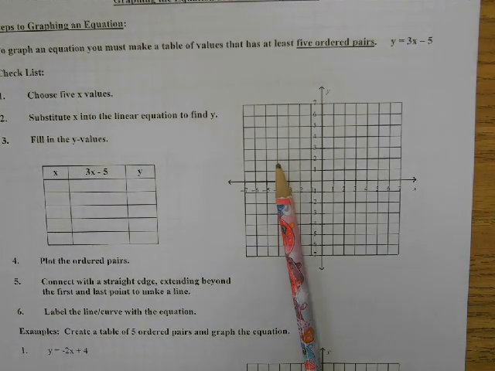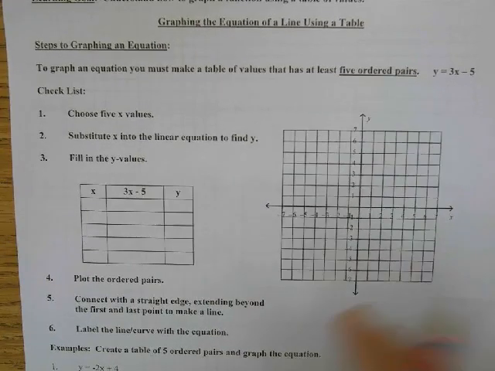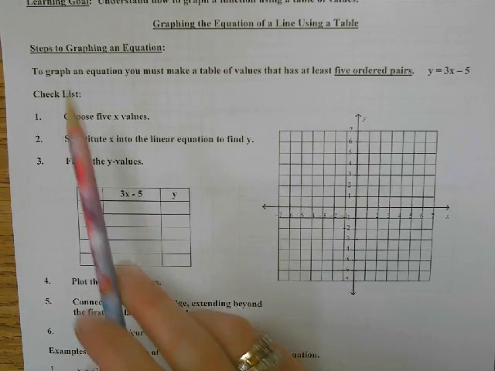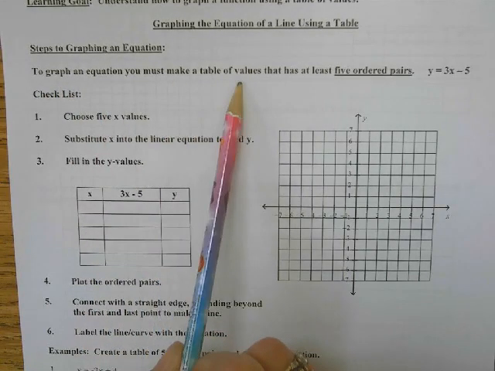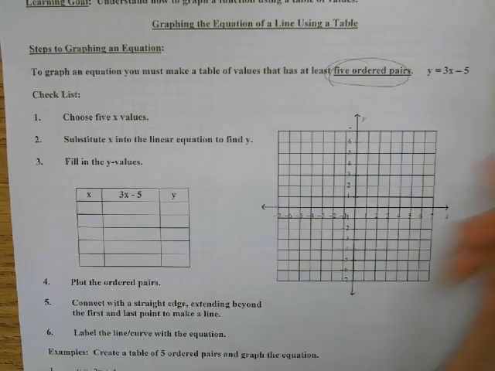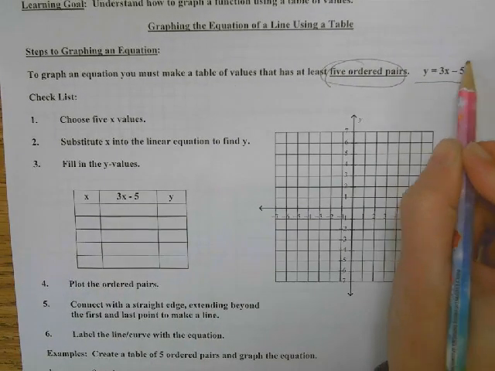Okay, today we are talking about graphing functions using a table. Yesterday we already talked about domain and range and how to tell whether something's a function given a table, a graph, and an equation. Today we're going to learn how to take the equations and see what kind of functions or pictures they actually make. To graph an equation, you must make a table of values that has at least 5 ordered pairs. So this is my function rule.